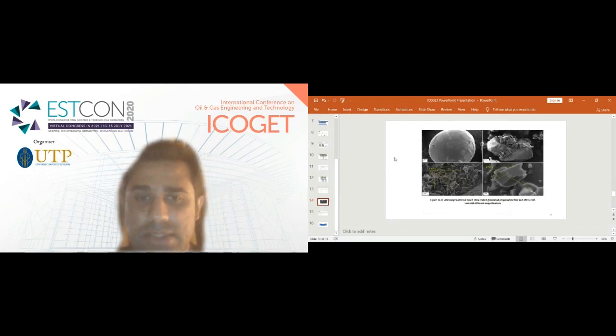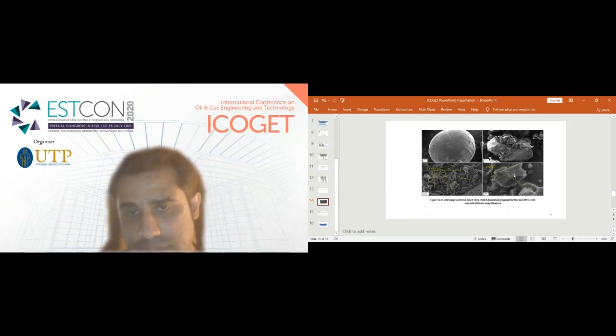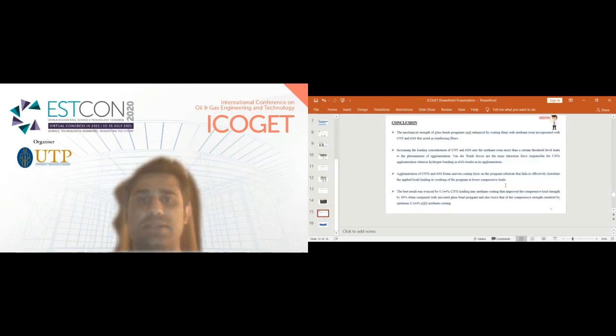Now coming towards some FESEM images, here we can see the structure of the crushed propellant grain, and here we can see the presence of carbon nanotubes, CNT, in the propellant body, in the propellant grain, in a very well dispersed format. So now coming towards the conclusion.